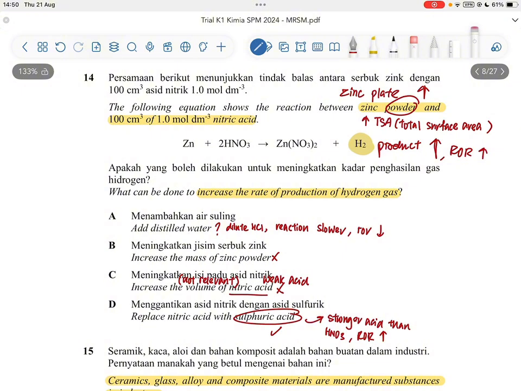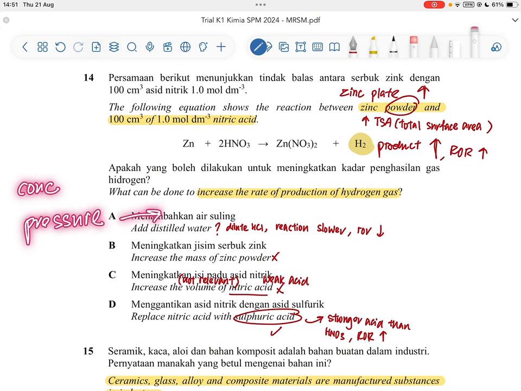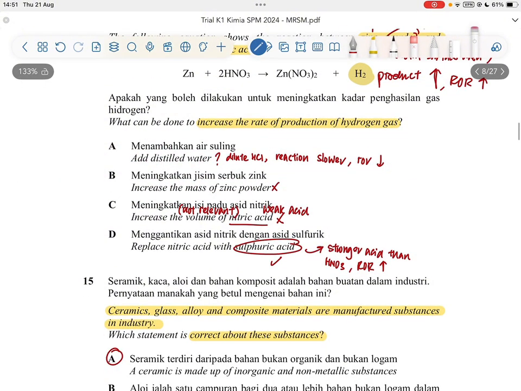So factors affecting the rate of reaction, we have temperature, we have total surface area, we have the kinetic energy, which is related to the temperature, and then also the concentration, and lastly is the pressure. Pressure is the only factor that will affect reactions involving gases. So we have only left the last option, which is to replace the nitric acid with sulfuric acid.